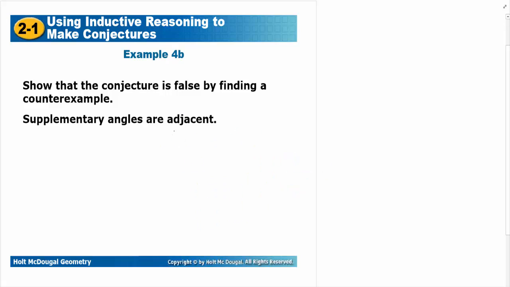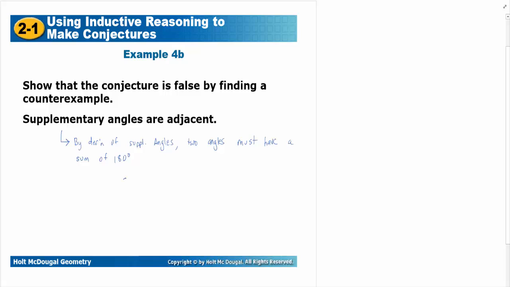Alright, next up, supplementary angles are adjacent. Okay, now this one, you can almost just use the definition. By the definition of supplementary angles, two angles must have a sum of 180 degrees. There's nothing here that says that they have to be adjacent.